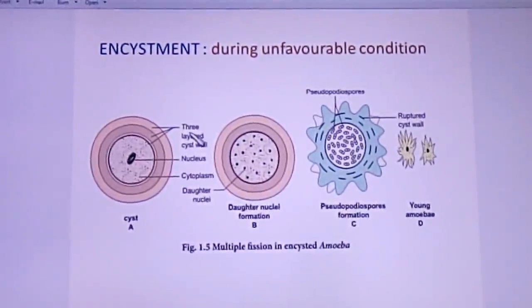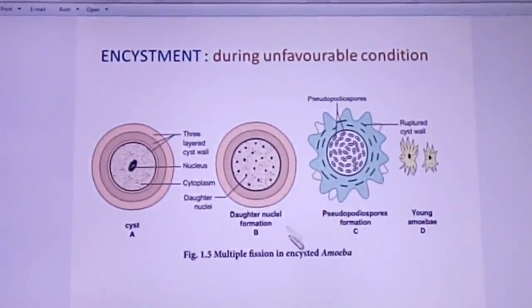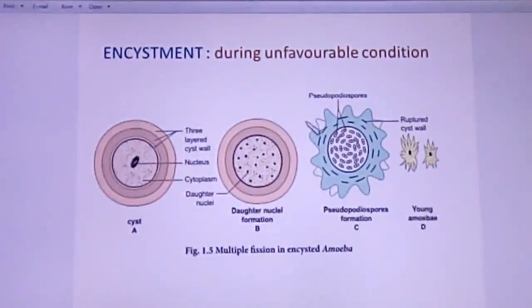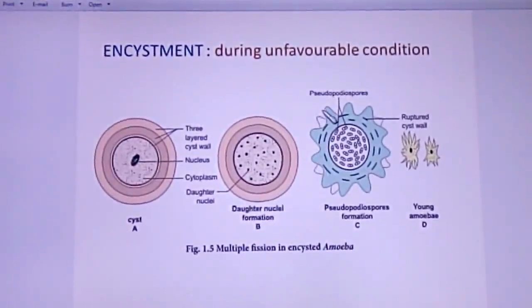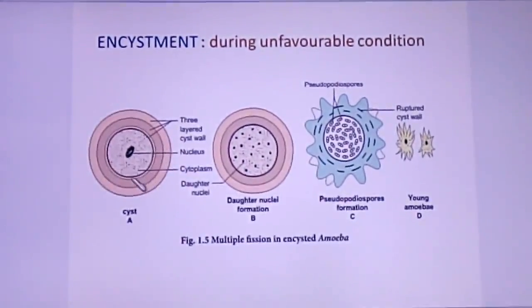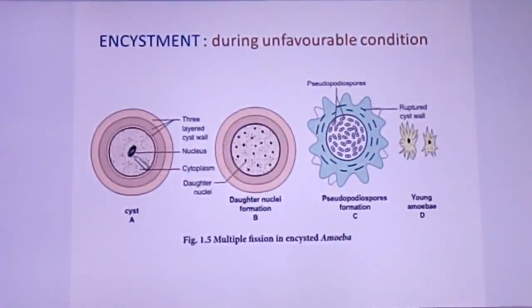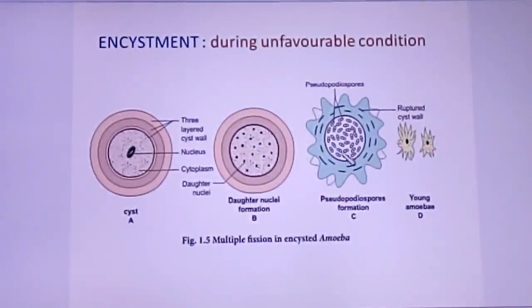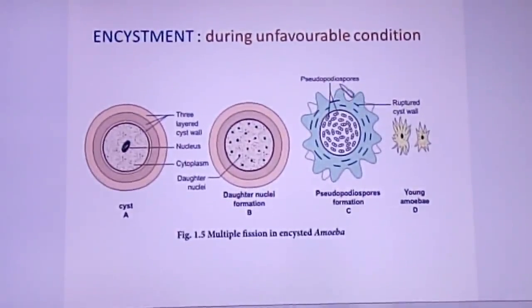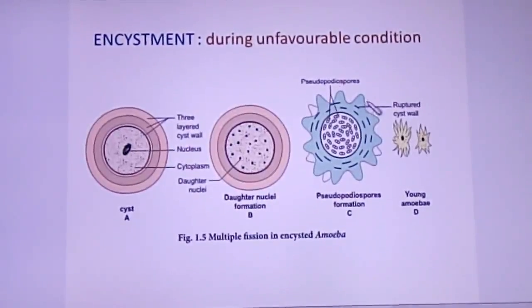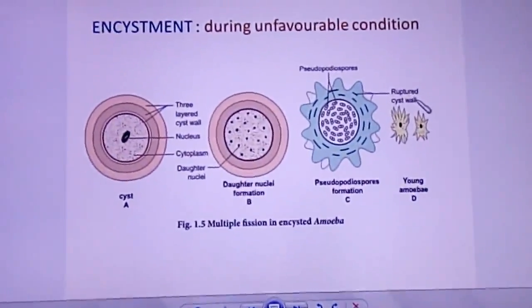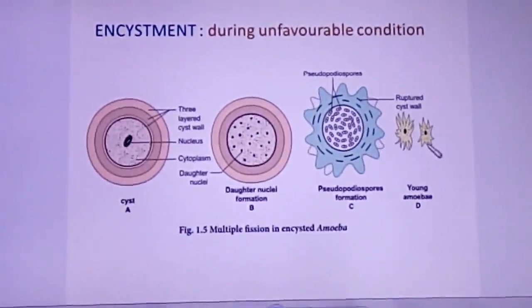Encystment usually takes place like this in amoeba. A 3-layered cyst wall is formed, whereas you have seen that amoeba has an irregular shape. Pseudopodia will be seen; these pseudopodia are withdrawn and the 3-layered cyst wall covers it. Then the nucleus divides and the cytoplasm encircles the nuclei. These are called pseudopodiospores. When the condition becomes favorable, the cyst bursts and the young amoebae are released. So this is one method and it is called encystment.